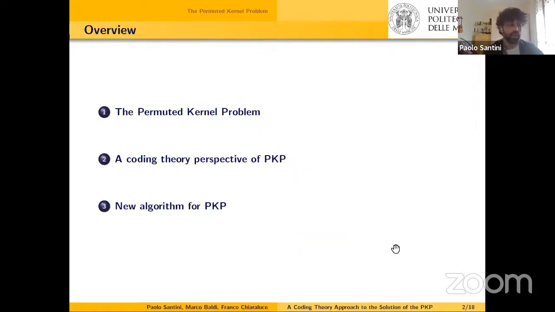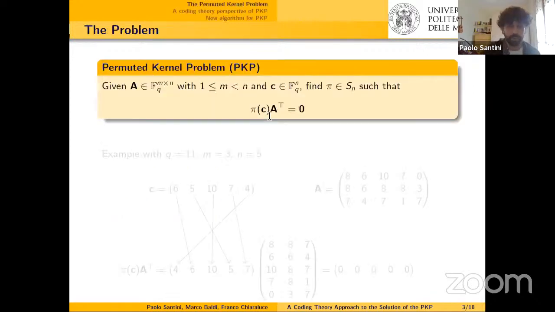So this is the outline of my presentation. I will start by first defining the problem, and also we will see the state-of-the-art algorithm to solve the PKP. Then we will see the connection between the PKP and coding theory. And finally, I will describe to you our idea to solve the problem. So we can start by defining the problem.